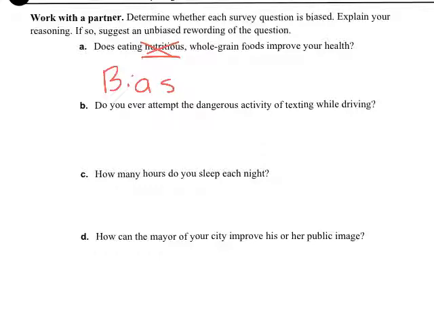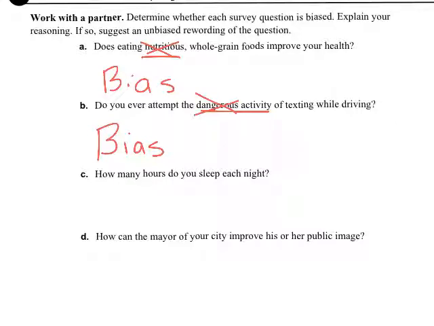B says, do you ever attempt the dangerous activity of texting while driving? Again, I'm looking, is there any wording in here that would cause me to say yes or no? And I think that saying in the question that it's a dangerous activity would sway people to say, no, I don't do that. So again, this would be a biased question. If I took out dangerous, then it would say, do you ever attempt the activity of texting while driving? That would be a fair question, because then people would not be inclined to say yes or no.